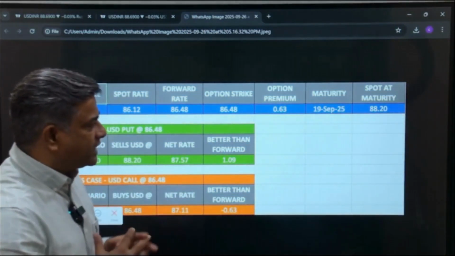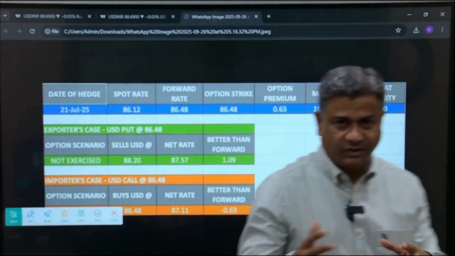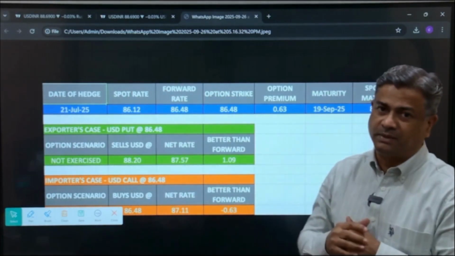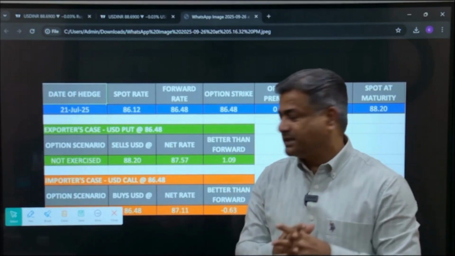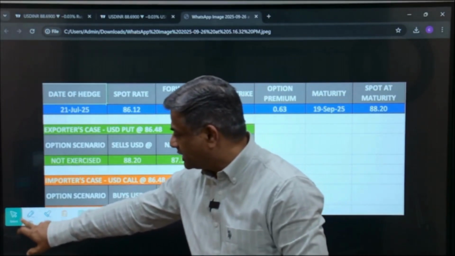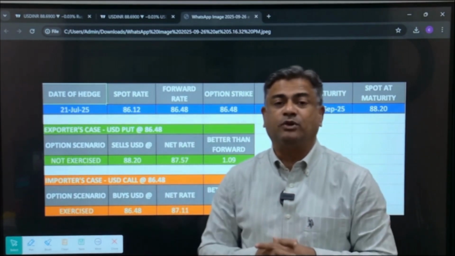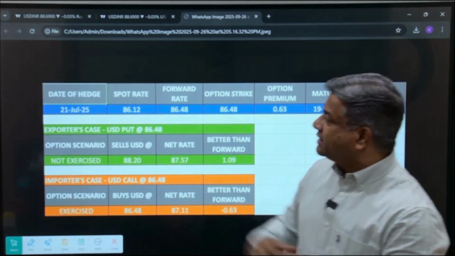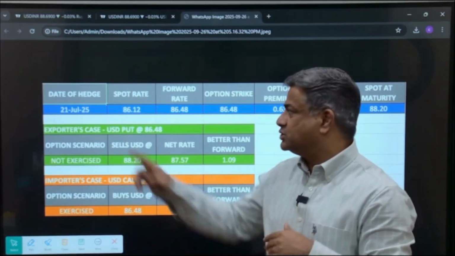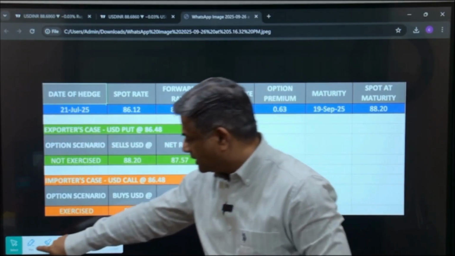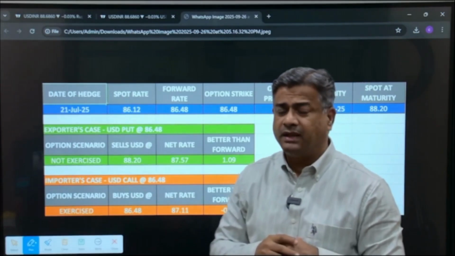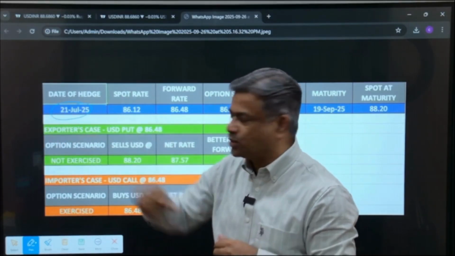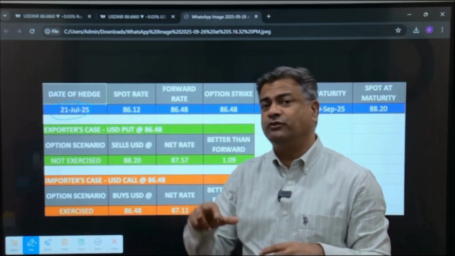Let me look at something which I had discussed with you around the same time when I showed that rebasing chart. During that rebasing chart, what I had indicated was that it is the ideal time to do vanilla options. So let us take an example: a month after I gave that analysis, around 21st July, if I take a vanilla option for 2 months.